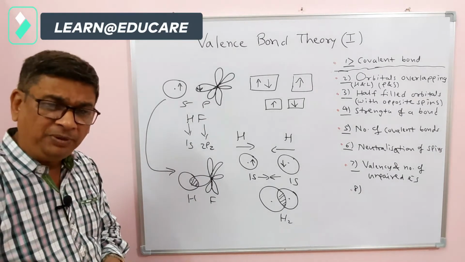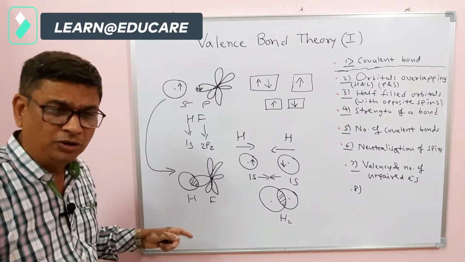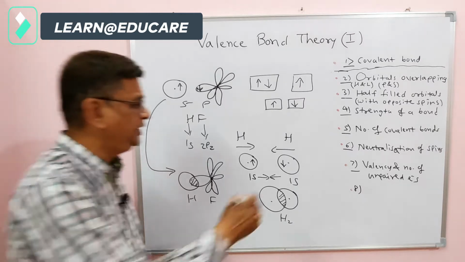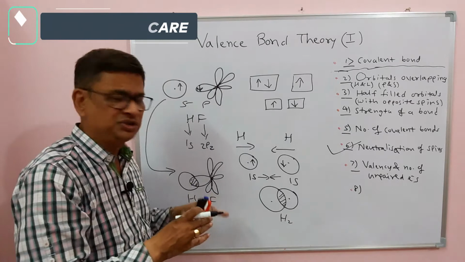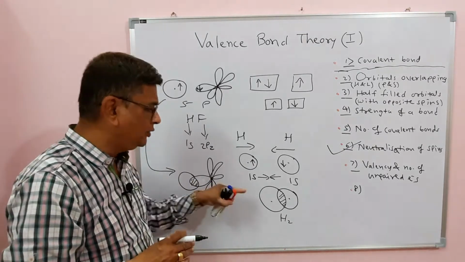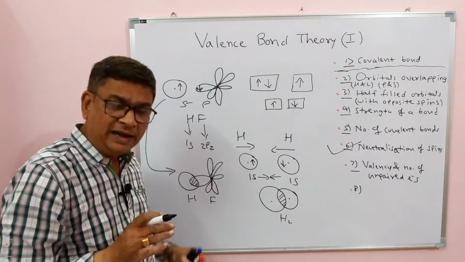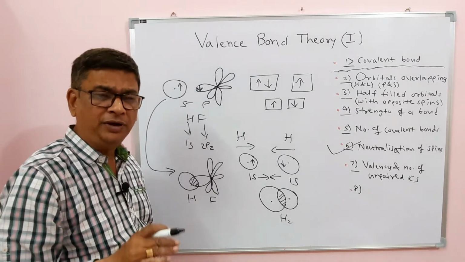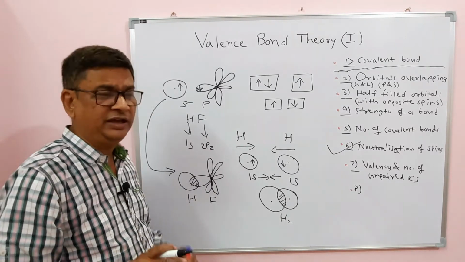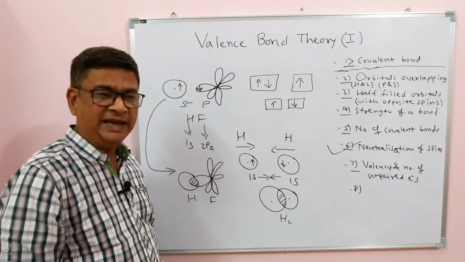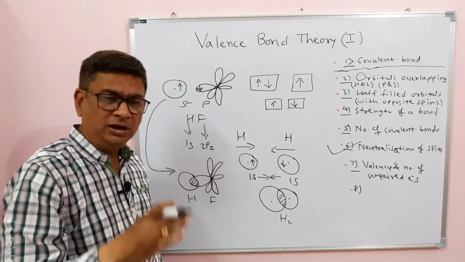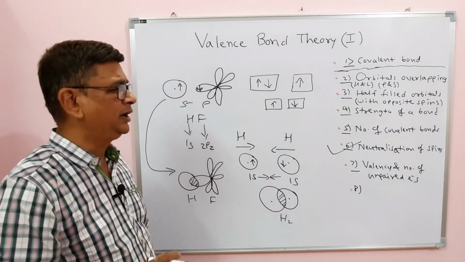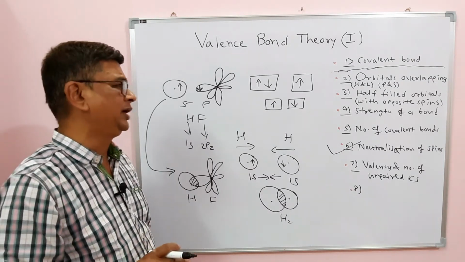During overlapping, after formation of the covalent bond, neutralization of spin takes place. Neutralization of spin means the two electrons now get adjusted in the overlap region, and the strength of the covalent bond according to VB theory depends on the extent of overlapping, that is, how much overlapping occurs. A stronger bond is formed by a greater extent of overlapping.